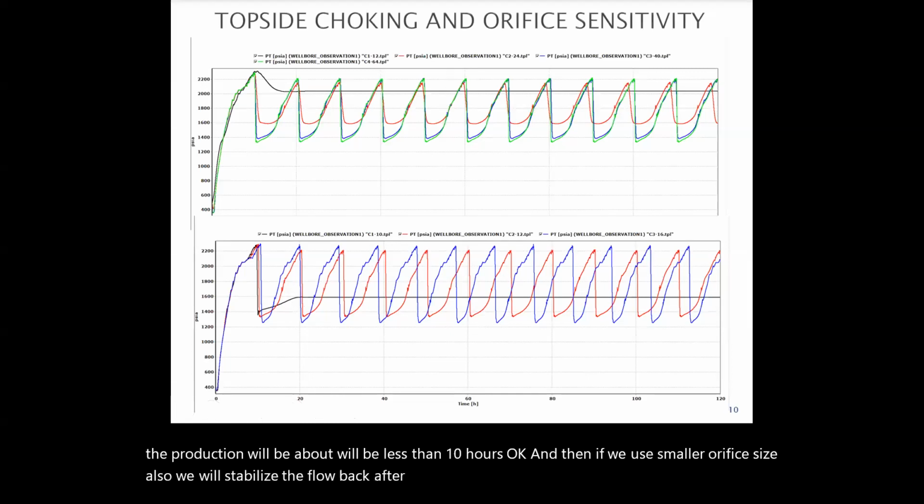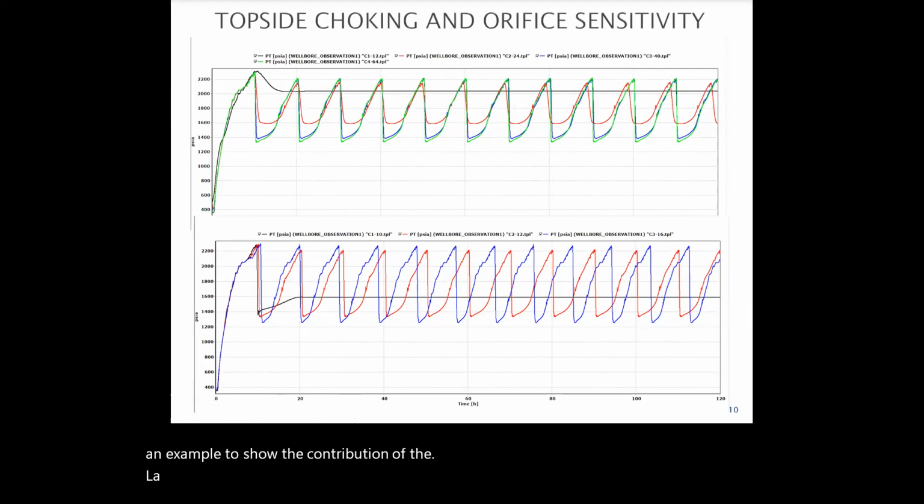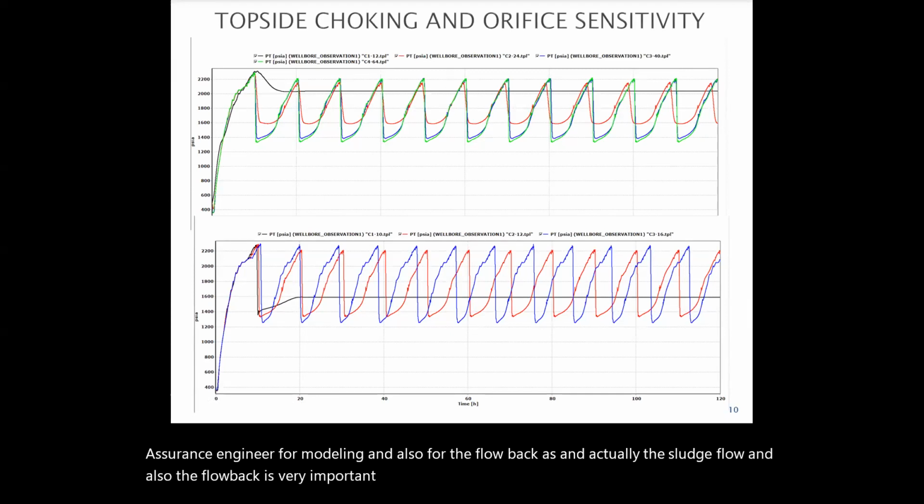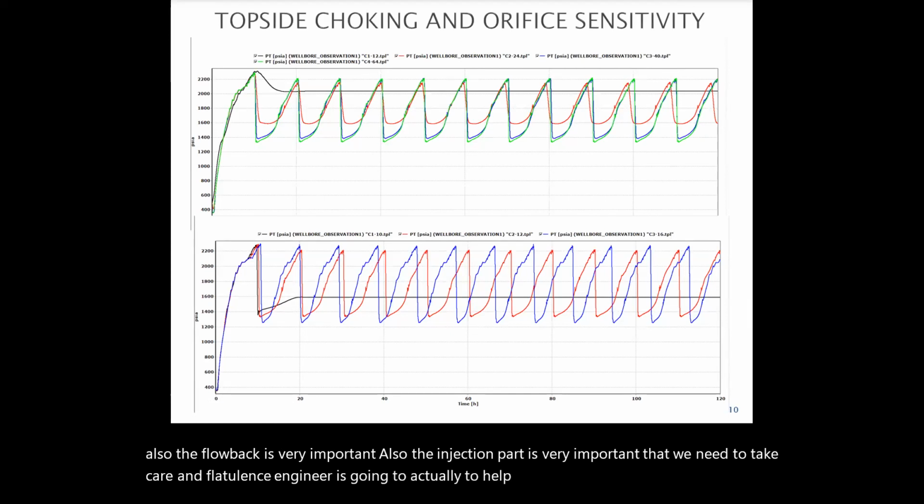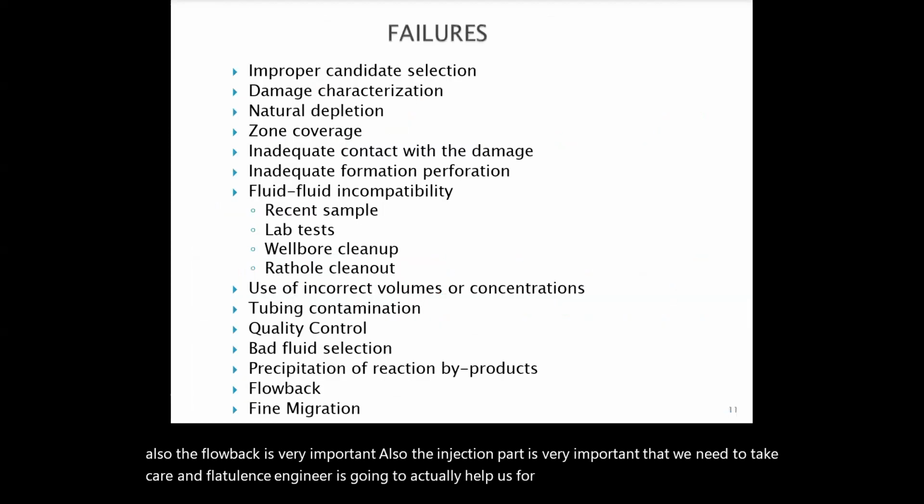So this is just an example to show you the contribution of the flow assurance engineer for modeling and also for the flow back. As you know, the sludge flow and also the flow back are very important. Also the injection part is very important, that we need to take care of, and the flow assurance engineer is going to help us with efficient decision making in this regard.